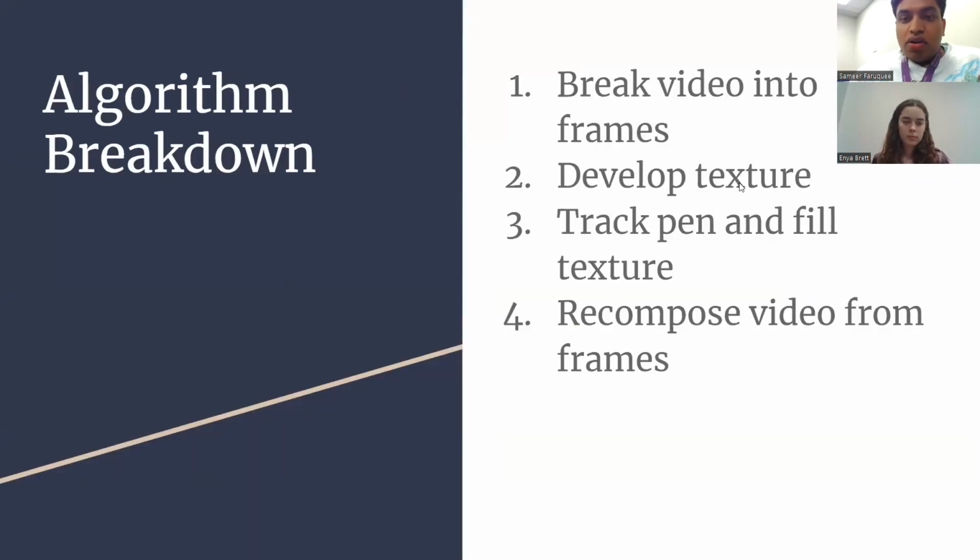So for the overall algorithm, we're going to first break the video into frames. We are then going to synthesize the texture itself. We're going to then track the pen and then fill the texture in that region corresponding to the red text. And then we're going to recompose the video from the retextured frames.